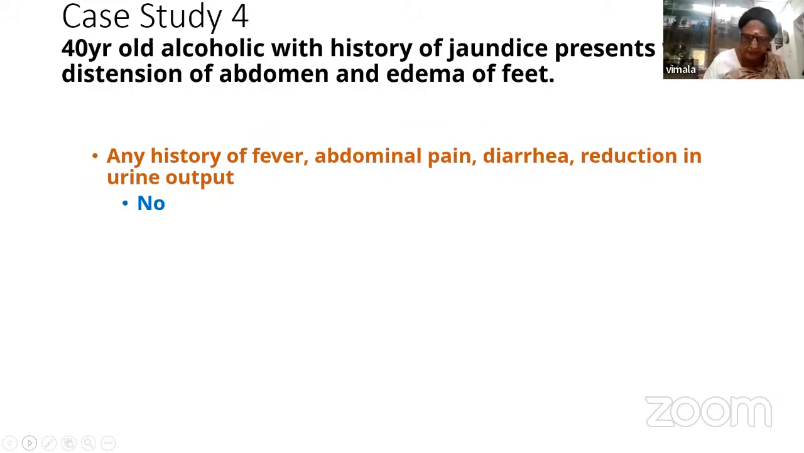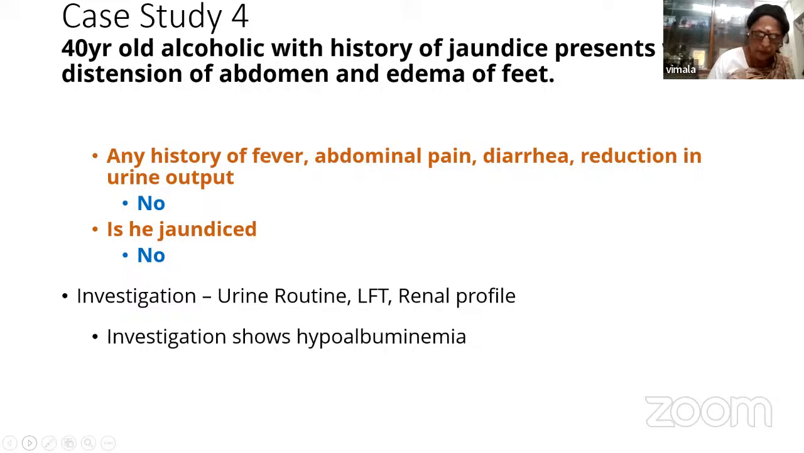He says no such history. Is a well-compensated liver disease. Is he jaundiced? No. Investigations, urine routine, LFT, renal profile. Again, the investigation shows hypoalbuminemia. We all know that liver is the site of synthesis for albumin. And if the liver disease is of more than 21 days duration, the synthesis of albumin gets affected and this produces hypoalbuminemia.